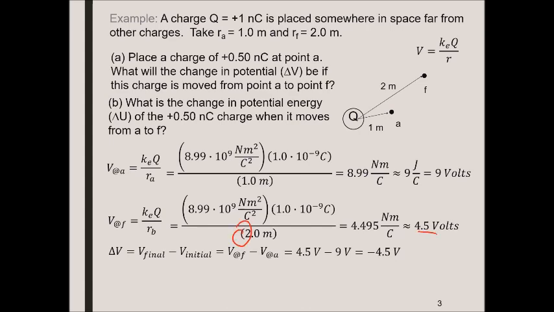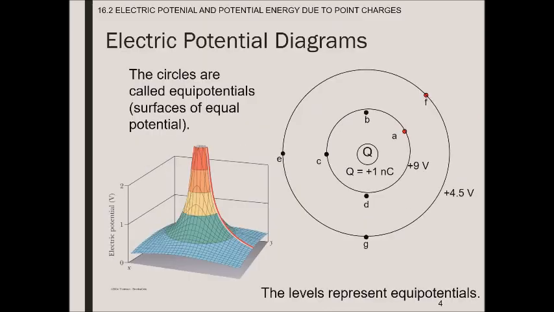And if I do the same thing for the 2 meter distance, that gives us 4.5. So if this one is at 9 volts and this one is at 4.5 volts, then our delta V is negative 4.5 volts because I went down 4.5 volts. So now we'll look at our diagram. These are the two numbers that we calculated, the 9 volts and the 4.5 volts.